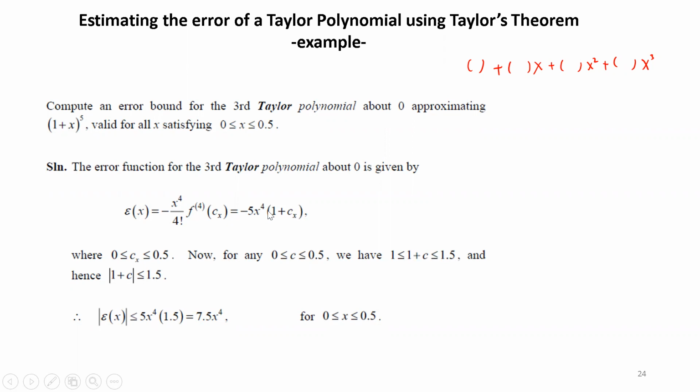And therefore, the error that I would have is smaller than or equal to 5 times x to the power 4 times 1.5, which is 7.5 x to the power 4.